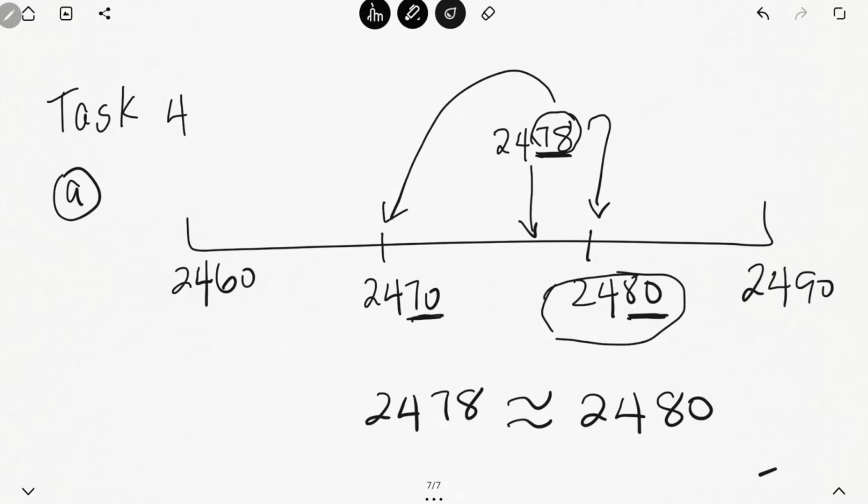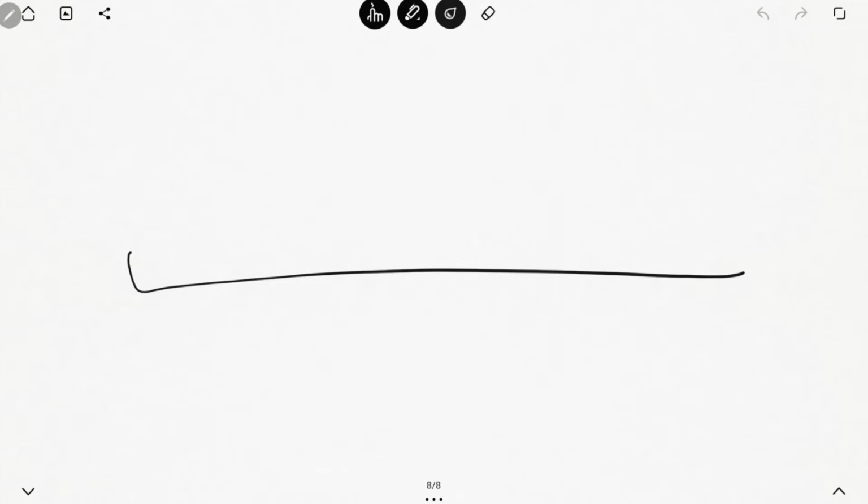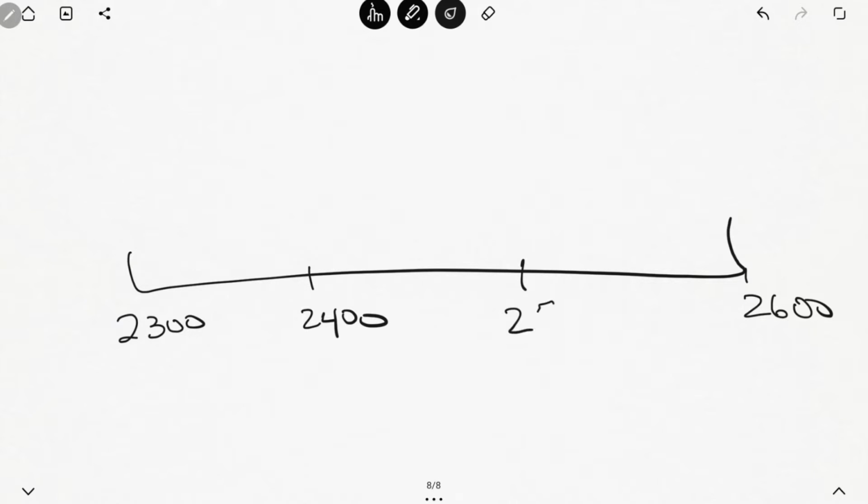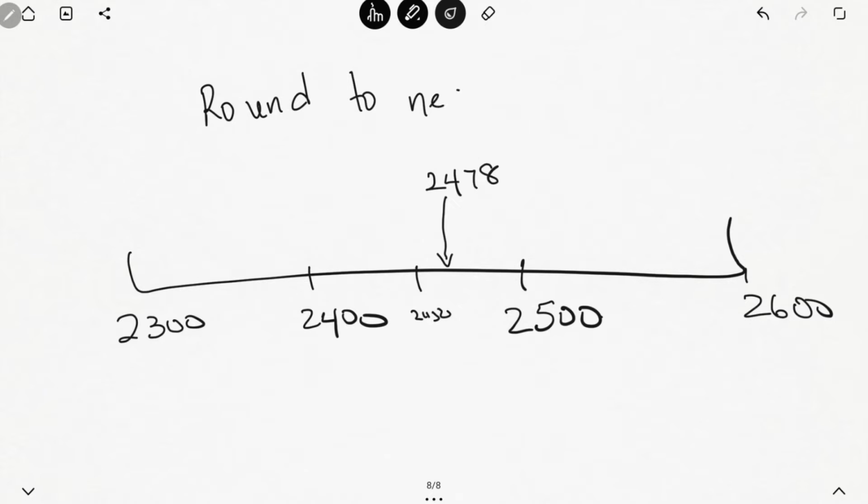Now we're going to look at this same timeline, but instead of rounding to the nearest 10, we're going to round to the nearest 100. So let's say we had a chart here where we had 2300 on this end, 2600 here, and in between we had 2400 and 2500 here. If we look at that 2478, it will be somewhere after 2450, obviously. So it will be here, 2478, and we're being asked to round to the nearest 100.